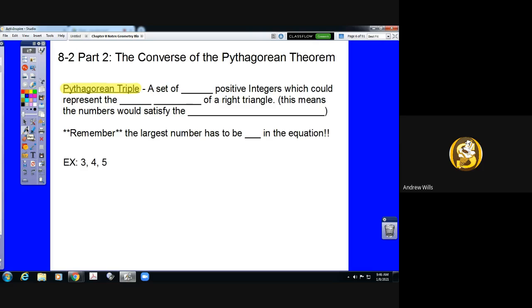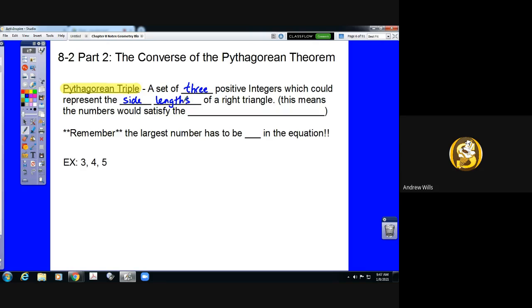It is defined as a set of three positive integers which could represent the side lengths of a right triangle. So a couple of things to note in that definition. One, it is three positive integers. That means decimals and fractions are a no-go. They have to be integers: 1, 2, 3, 4, 5, 6, 7, 8, 9, 10, 11, 12, those numbers. Not the partial numbers. So if it's a fraction or a decimal, it is not a Pythagorean triple automatically.